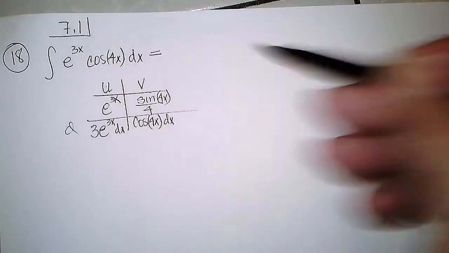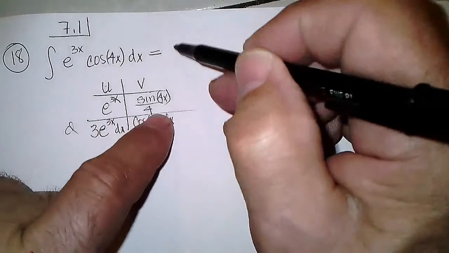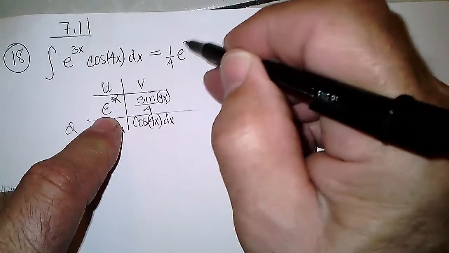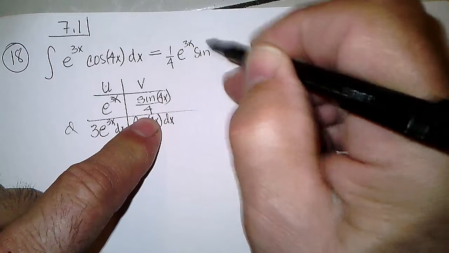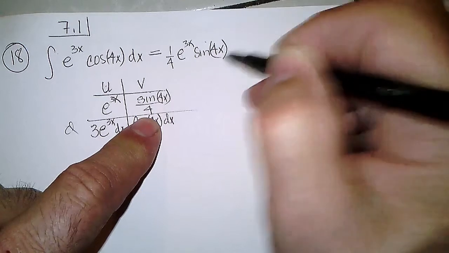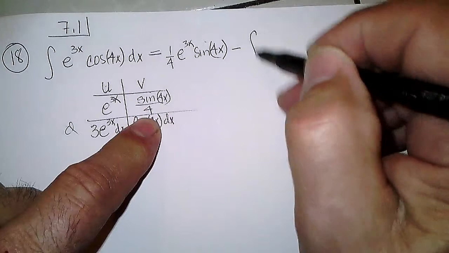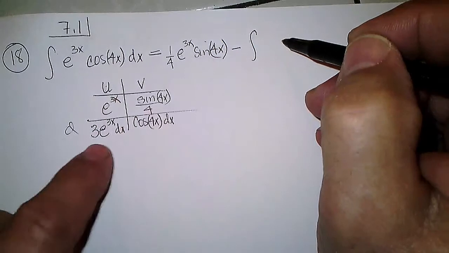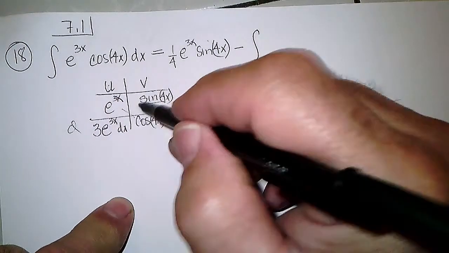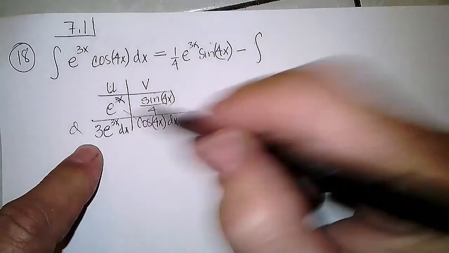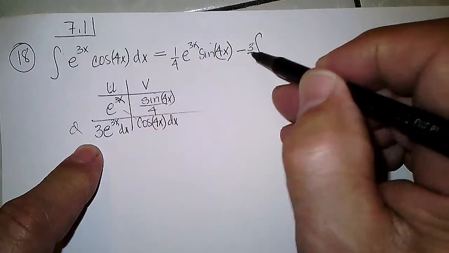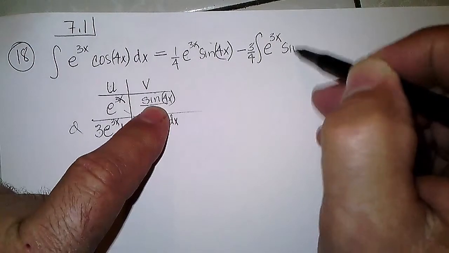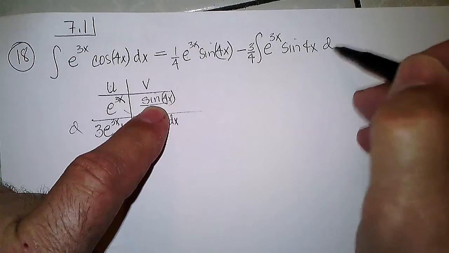So this would become uv, so that's 1/4 e to the 3x sine of 4x minus the integral of, so that's uv, we started with these two, so we go to the other two, so that would be 3 e to the 3x sine 4x dx.